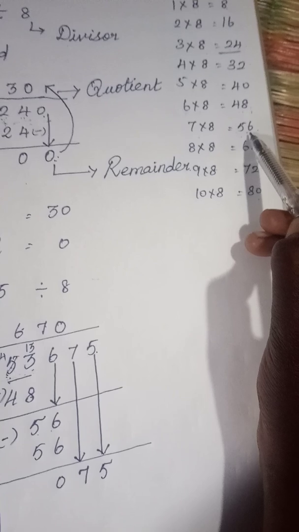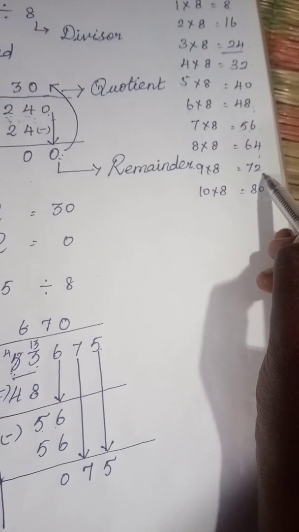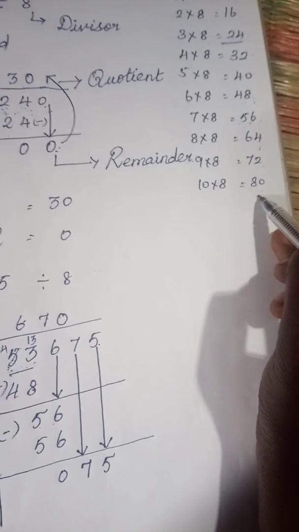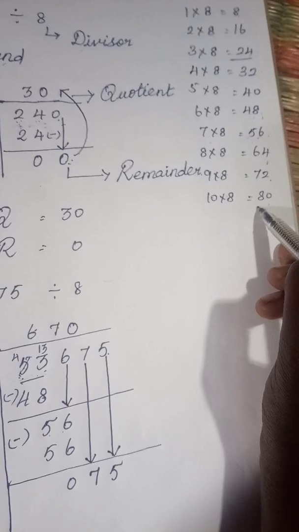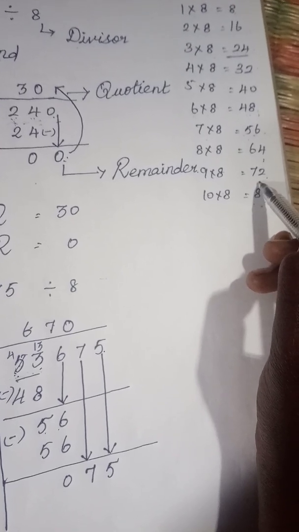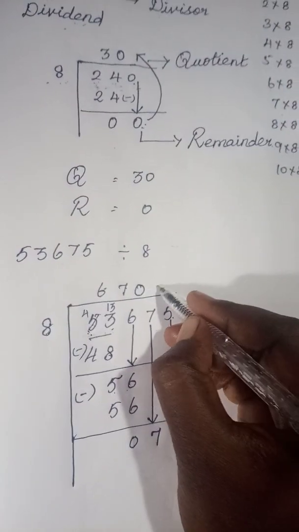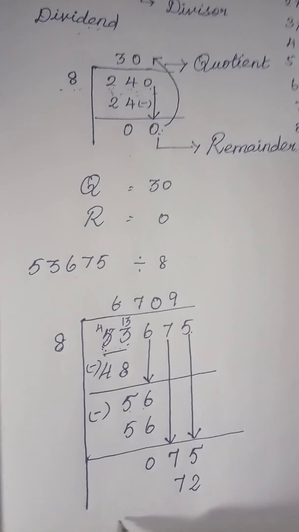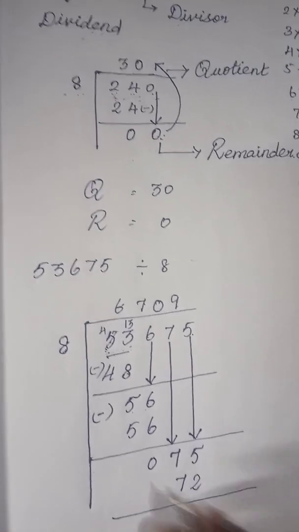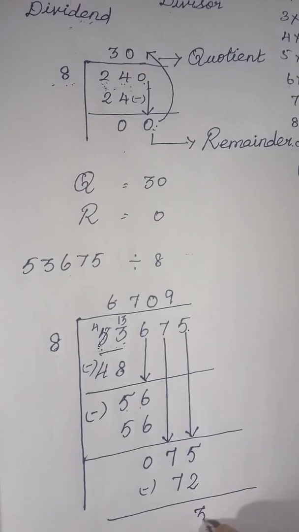Now we go to the table. Already we saw 7 8s are 56. 8 8s are 64. And 9 8s are 72. 10 8s are 80. So it is impossible for us to use 80. So we'll take 9 8s, or 72. So I write the number 9 here and 72 here. Now I subtract. 75 minus 72 gives 3.